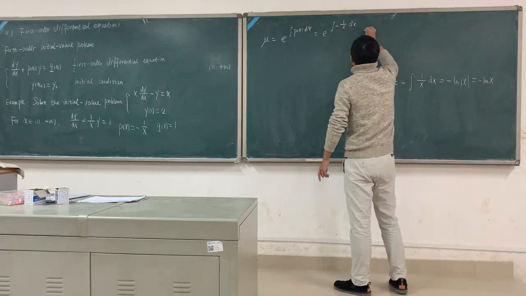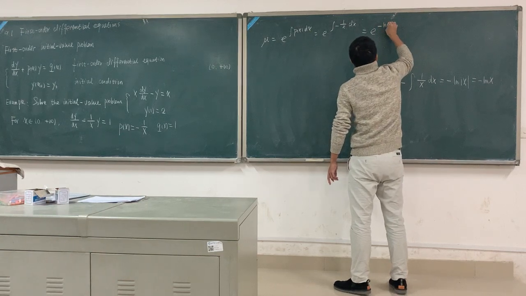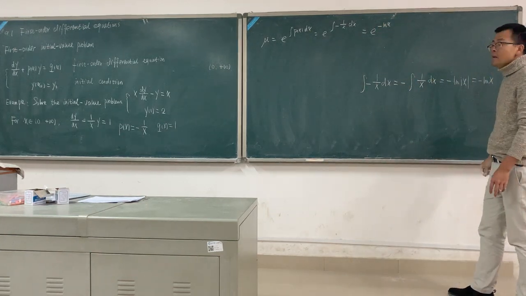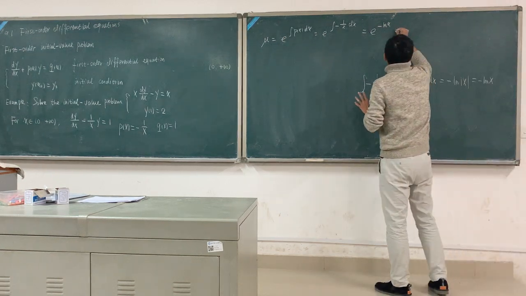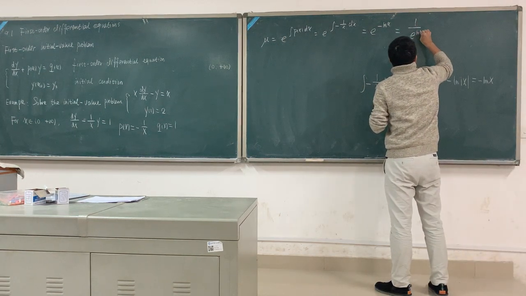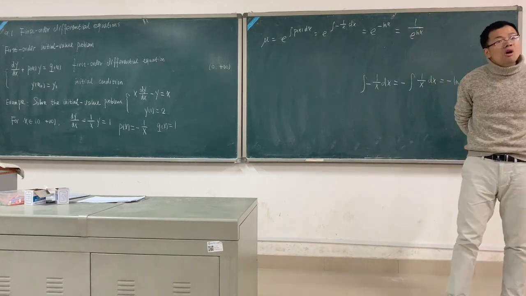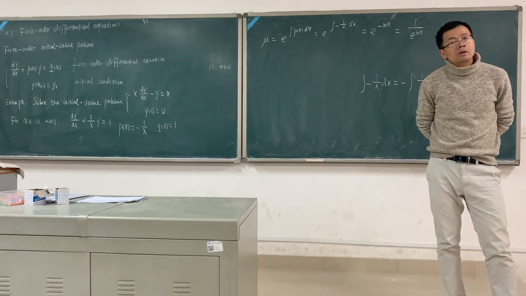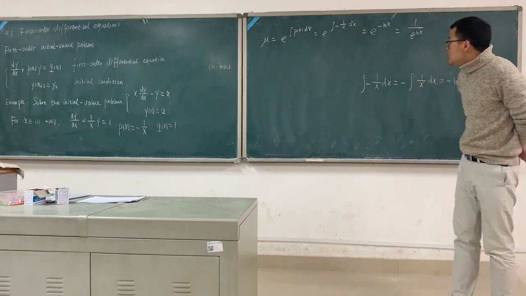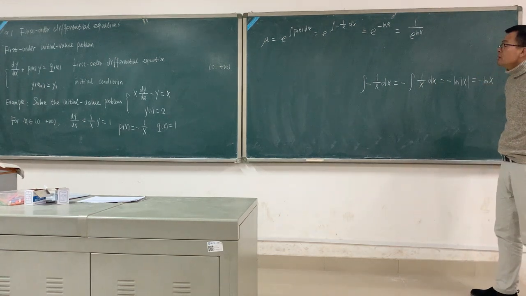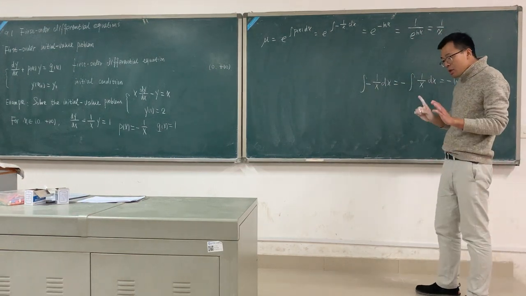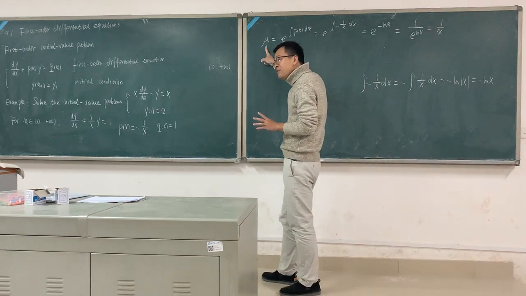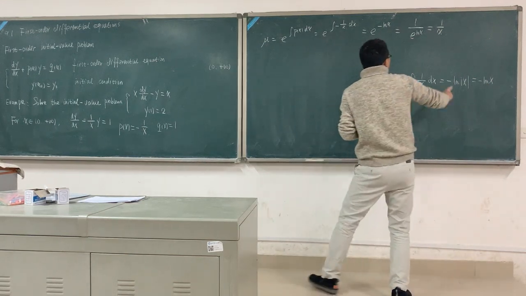So here actually is e to the power of minus log x, which is 1 by e to the log x. So e to the log x is what? e to the log x equals x. So here is 1/x. So the integrating factor is 1/x.